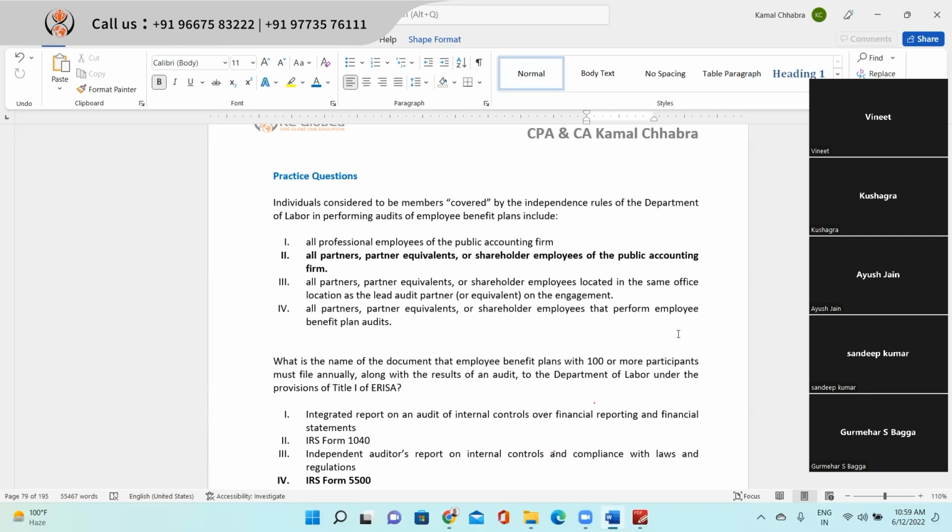We have covered this question already. When we were covering the definitions, we covered the covered member, and after that we did this. Right, so all the partners, partner equivalents, or shareholder employees of the public accounting firm are covered members, whosoever is participating in or doing the audit of the employee benefits.